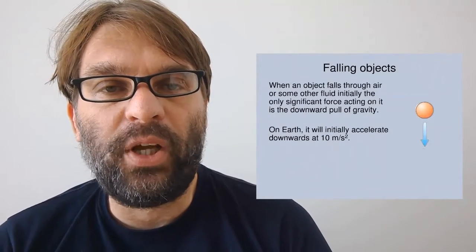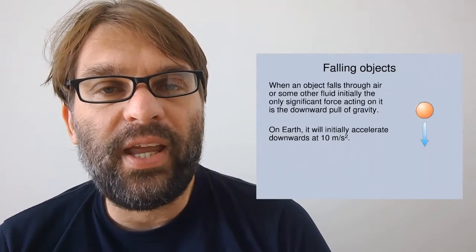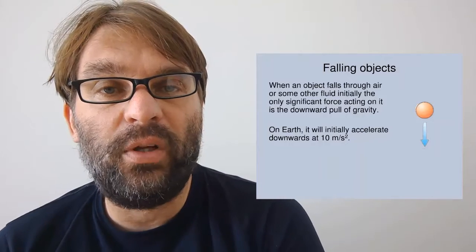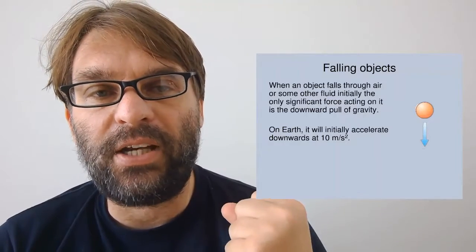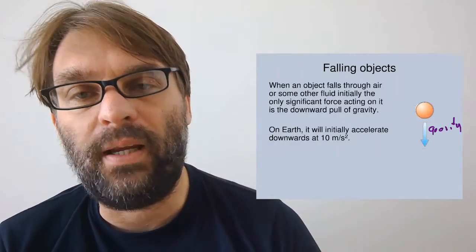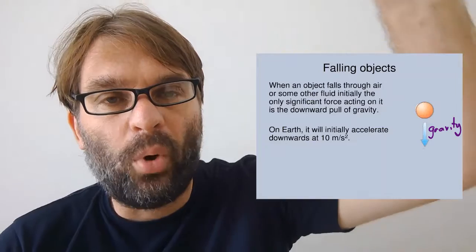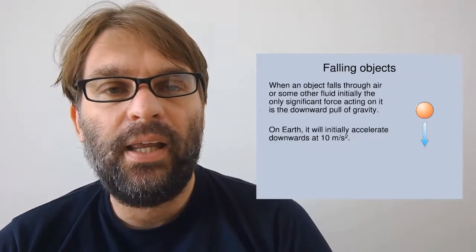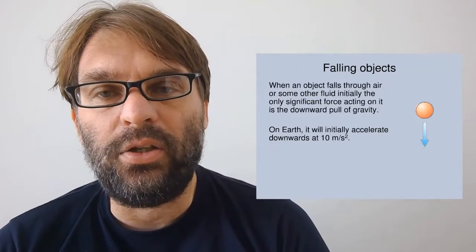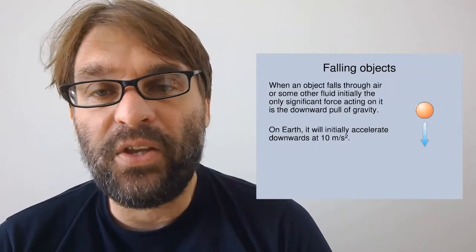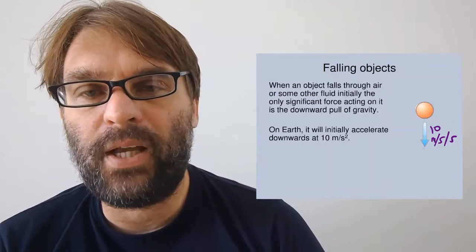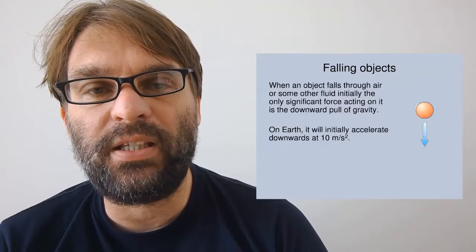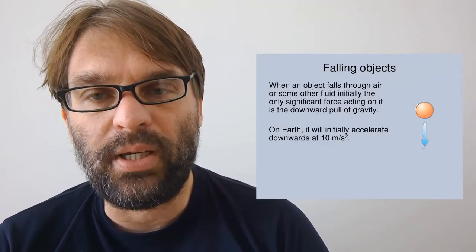So in terms of falling objects, when an object falls through the air or some sort of fluid, say for example water, initially the only significant force acting on it is going to be gravity. Okay, so if you drop a ball at the start, the only force acting on it is gravity. And that's going to accelerate down at 10 meters per second squared. Okay, so you throw a ball off a building, it's going to accelerate down at 10 meters per second squared.